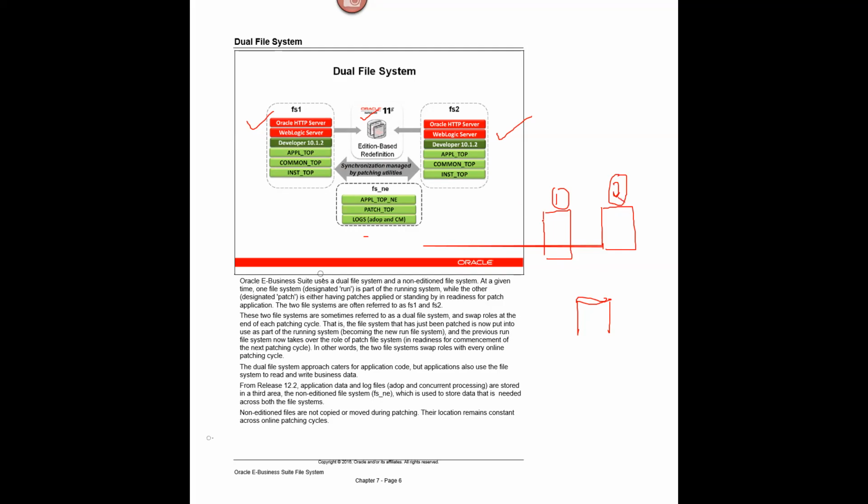Adding a node will be very comfortable. It's a shared application file system. You will have your FS1, FS2, FSNE in a central location, and you just add a node. There's a separate way how you do that. But tomorrow you may add one node, two nodes, three nodes, four nodes. You need to be very comfortable with how to add a node.